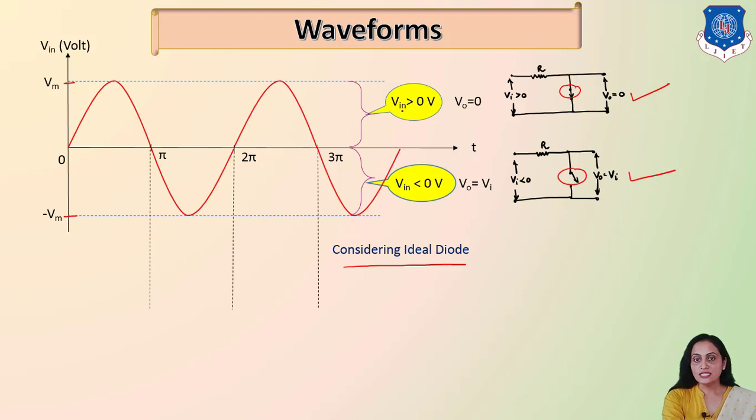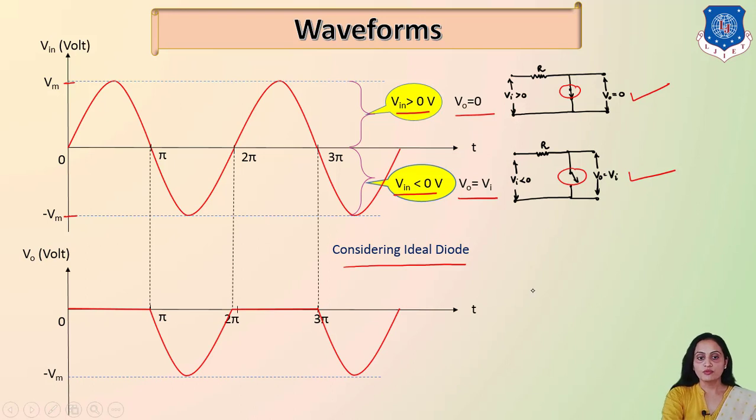So when Vin is greater than 0, output is 0. When Vin is less than 0, output is equal to input. And that is being plotted in the form of a waveform. So this is the output voltage waveform. During the positive half cycle, that is from 0 to pi, as we have diode on, output voltage is equal to 0, that is shown over here.